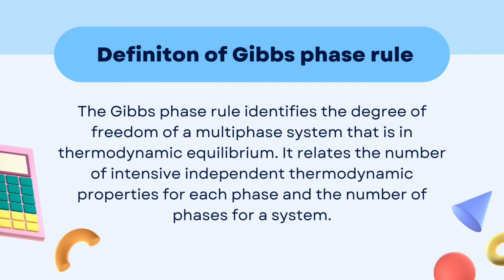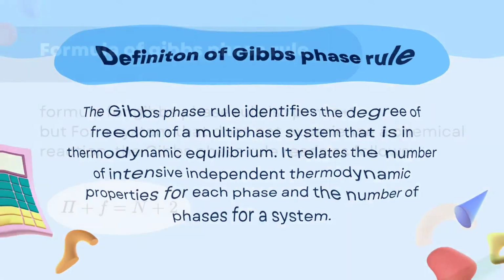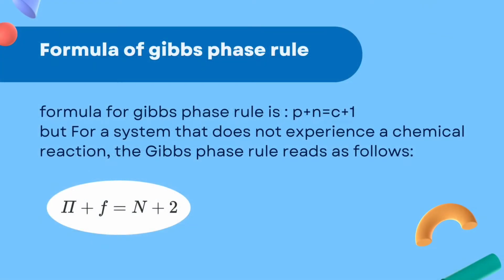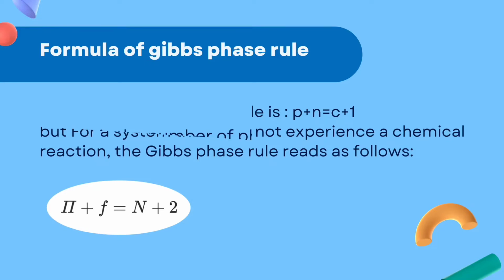So we can say that the Gibbs phase rule identifies the degrees of freedom of a multiphase system that is in thermodynamic equilibrium. It relates the number of intensive independent thermodynamic properties for each phase and the number of phases for a system. Okay, at first we have known that the formula for the Gibbs phase rule is P plus N equals C plus 1. But for a system that does not experience a chemical reaction, the Gibbs phase rule reads as P plus F equals N plus 2.